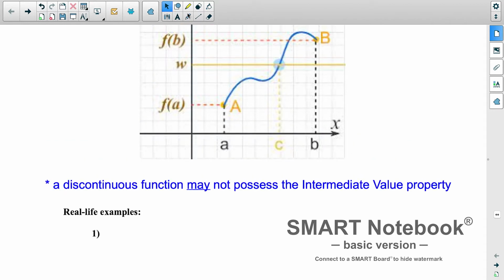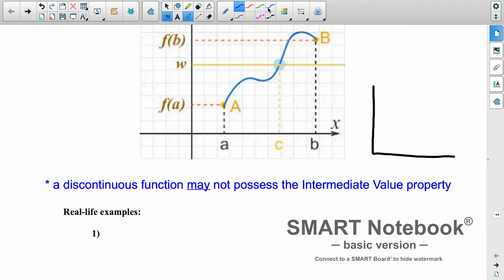So let me do a quick sketch here to show you why discontinuous would not guarantee this. So here's my Cartesian plane. Let's say the function goes like this, and then there's a break, and it goes like that. So definitely not continuous, right? So if this here is point a, and this here is point b, so this is f of a right here, and this is f of b right here. Whoops, a little bit off the grid, but you get the idea.